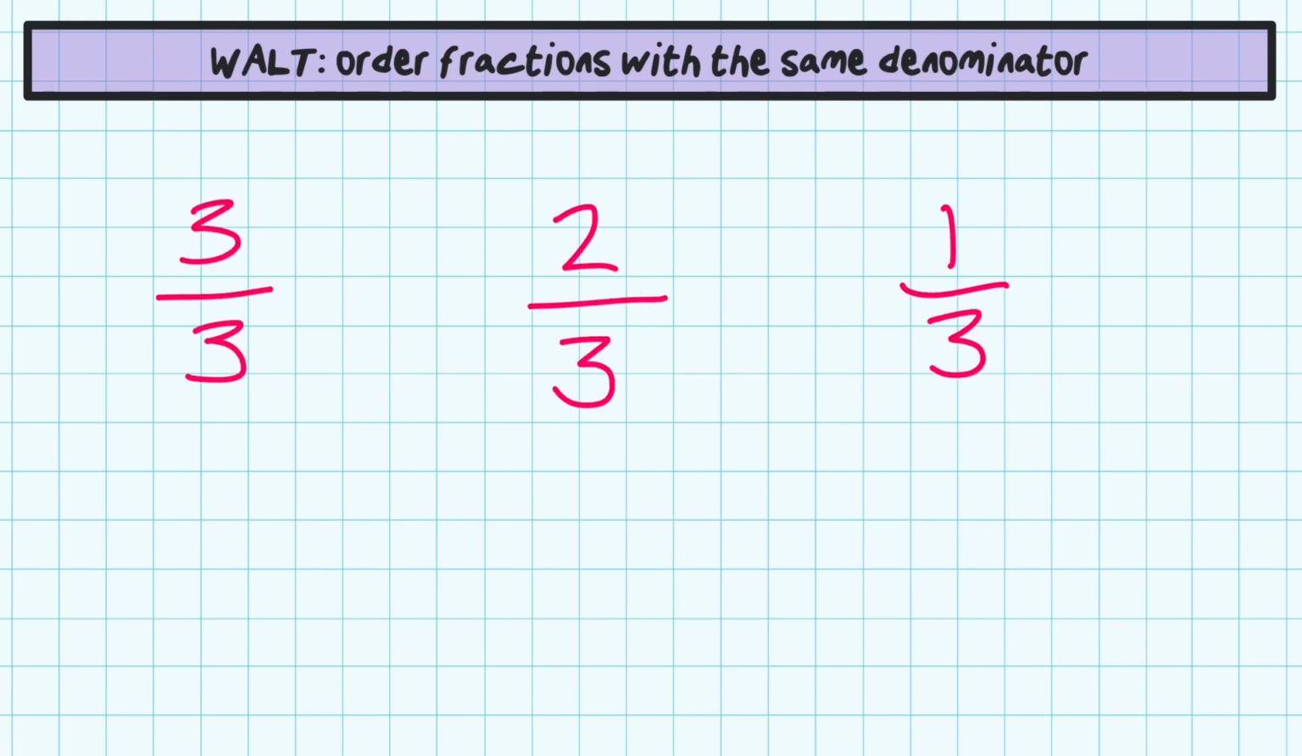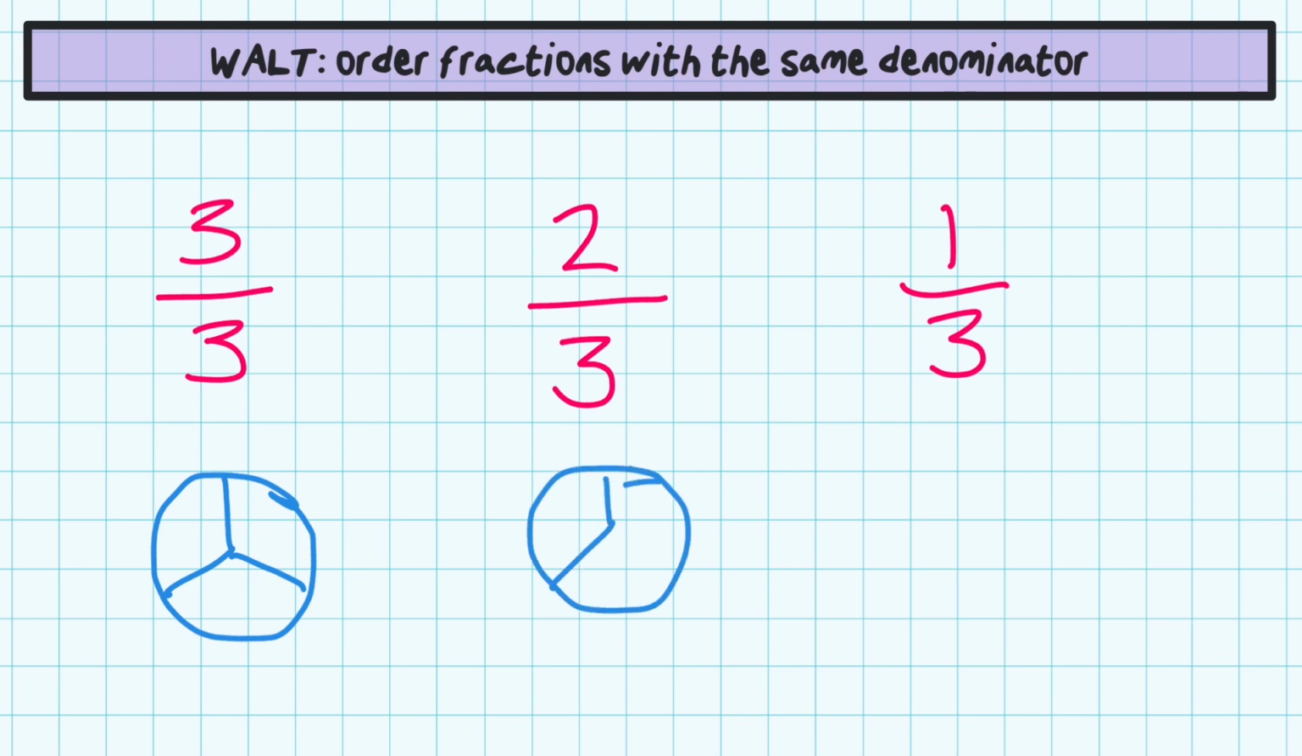So this time, we have a different number on the bottom, but they are all the same. We have thirds. So that number 3 on the bottom means thirds. We have 3/3, 2/3, and 1/3. So first step, what do we do? We've got to visualize it. So what do thirds look like? We've got to split a cake into 3 pieces this time. 1, 2, 3, kind of looks like a peace sign.